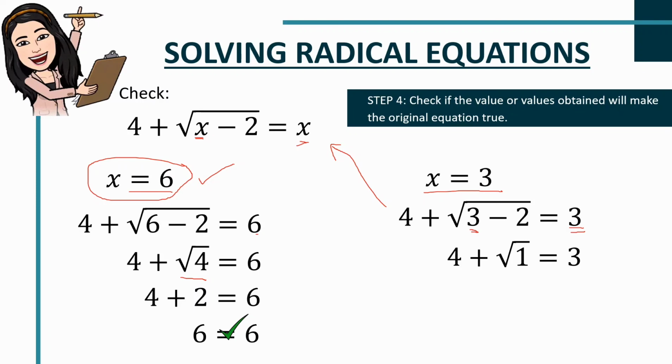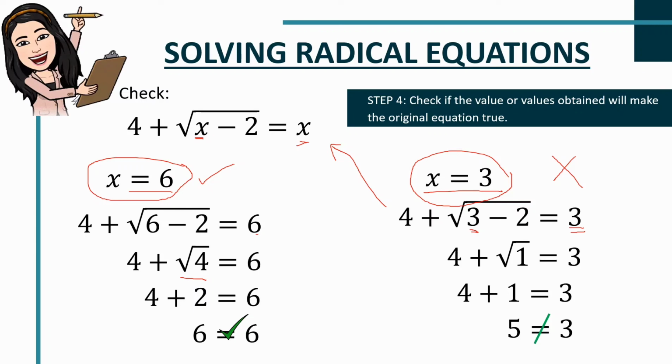What is the square root of 1? Okay, we have 1. So, therefore, we have 4 plus 1 is equal to 3. And 4 plus 1 is equal to 5 is equal to 3. Are they equal? No, they are not equal. So, therefore, ang x minus 3 pala, na nakuha nating value ni x, is not a true solution.